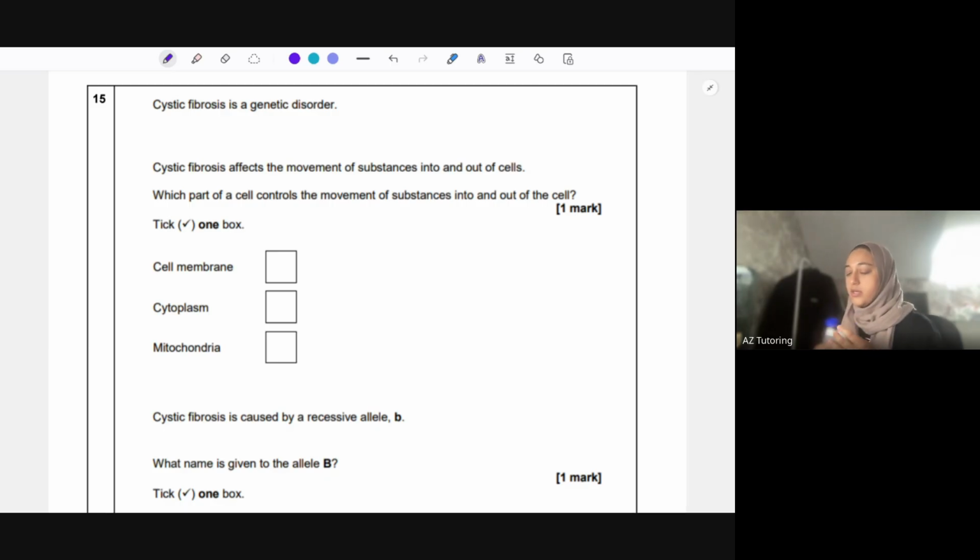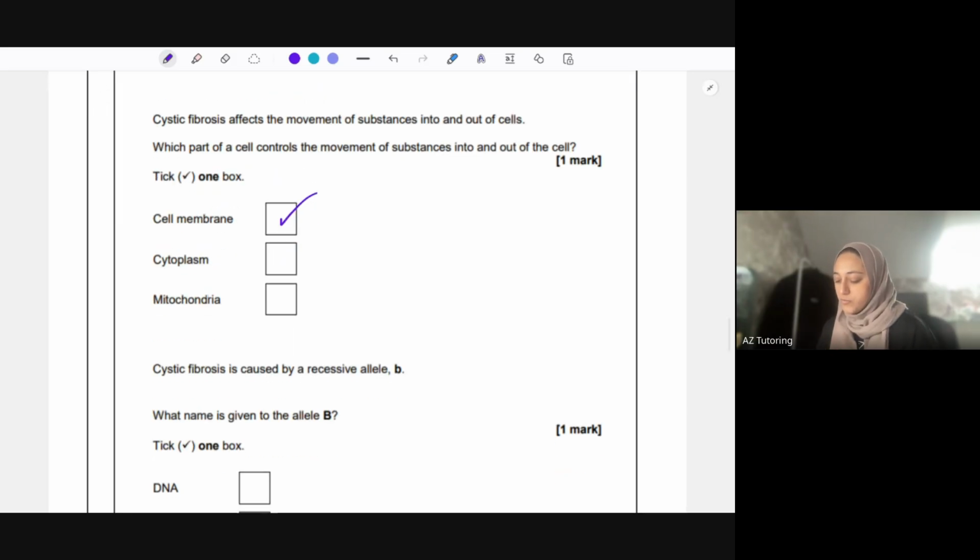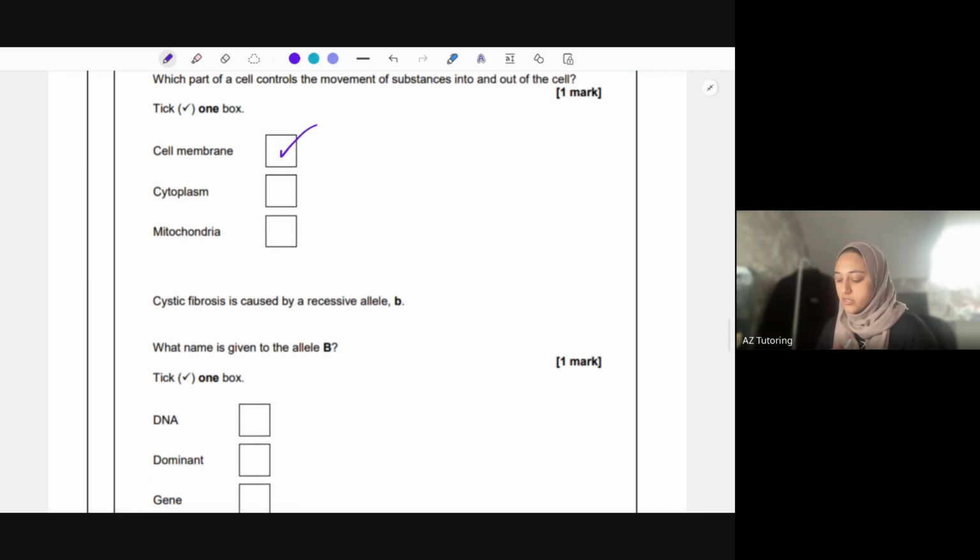Now, what that means is it's caused by your parents, essentially. You don't get it from here. It's a gene that you carry down. So it affects the movement of substances into and out of the cells. Which part of the cell controls the movement of substances in and out of the cell? That's the cell membrane. That lets certain things in and out of the cell. And mitochondria is for respiration. So cystic fibrosis is caused by recessive allele lowercase b.